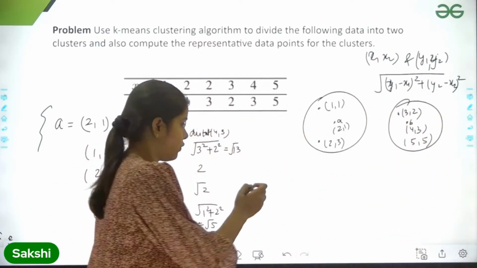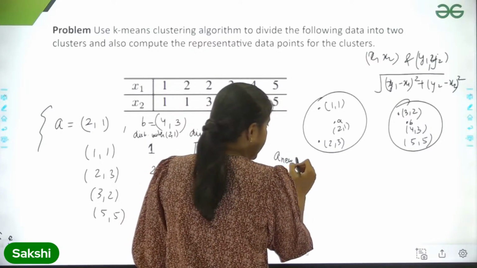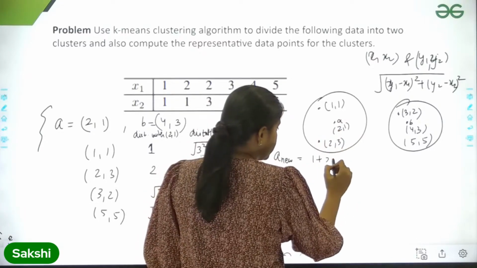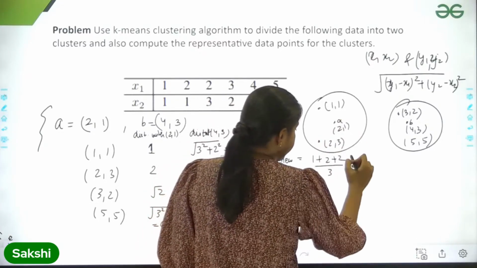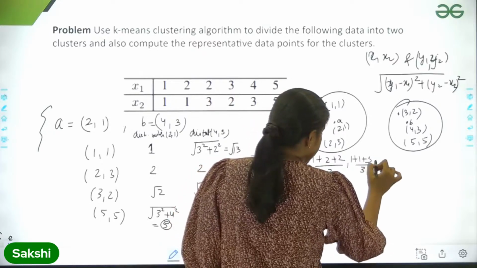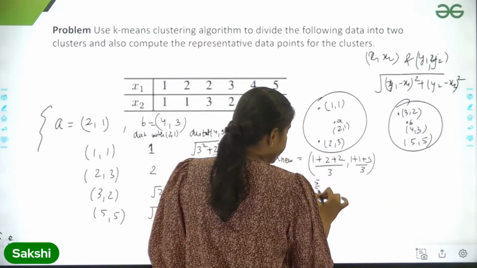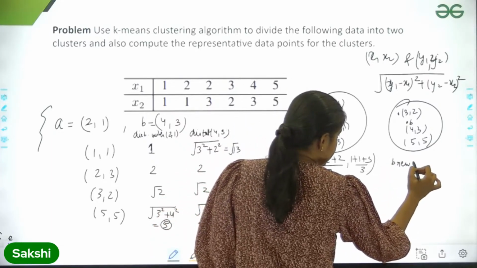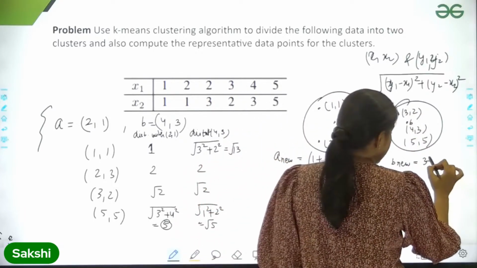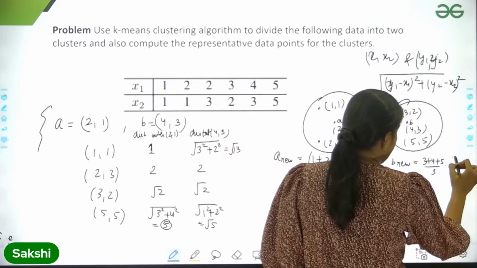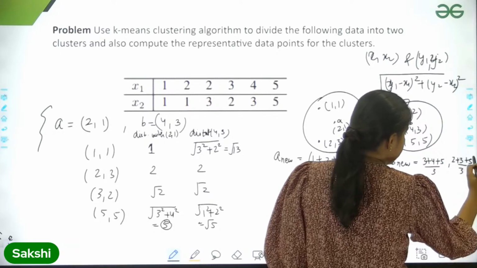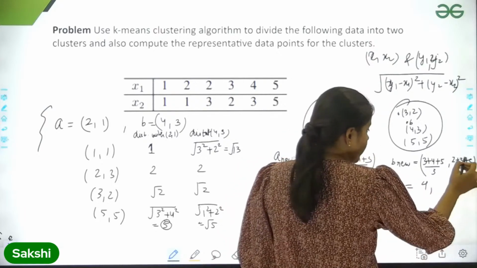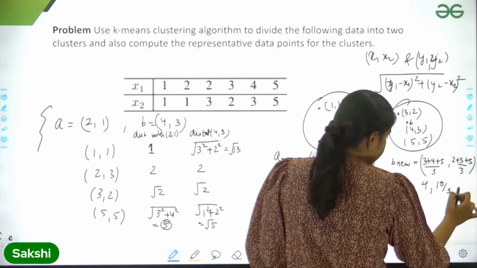Now if I write down the new centroid, a new would become the average of these values. So x1 plus x2 plus x3, that is 1 plus 2 plus 2 divided by 3, and then 1 plus 1 plus 3 divided by 3. If you solve it, 5 by 3 comma 5 by 3 is the new centroid, and b new is 3 plus 4 plus 5 divided by 3, and 2 plus 3 plus 5 divided by 3. So what would you get? That would give me 12 by 3 and 10 by 3. Right? So this is the new cluster.